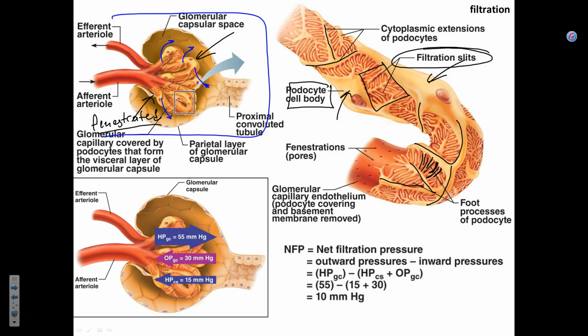Okay, let me make a little picture for you. So imagine that this is the capillary wall. Those are endothelial cells. You with me? Okay, that's a longitudinal section. That's a longitudinal section. Are you following me?